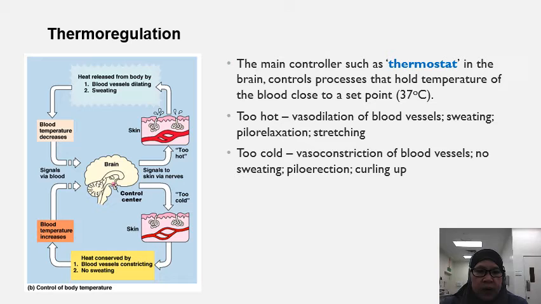This is one of the pictures to show you in detail the flow chart or flow diagram. For example, if it's too cold, then we have the mechanism of vasoconstriction of blood vessels, where you do not have any sweating involved, and we have piloerection, and of course you start to curl up. Your body starts to react when it's too cold. You start to curl up. That's why you need a blanket to cover you up, right?